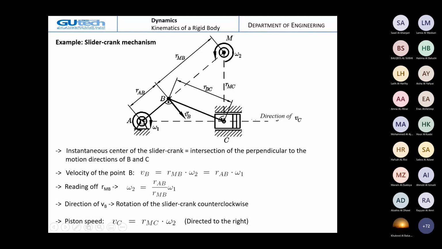What we know is that this point here is fixed. That means the velocity VA equals 0. Then the velocity of point B is only RAB multiplied by omega 1. Now, if we know the distance and the angle of rotation, we can determine the magnitude of VB.